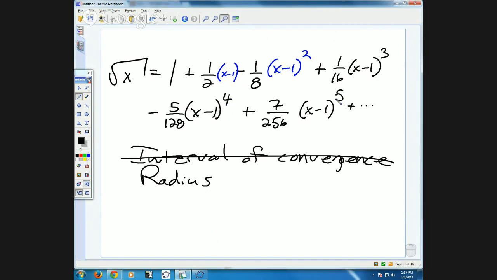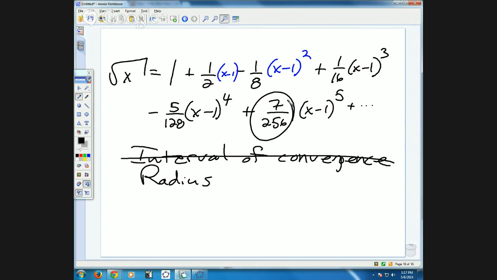Radius of convergence, maybe. Let's see, how do we find radius of convergence before? We used the ratio test. Okay, but to use a ratio test, we need a formula for the terms, and we don't have one yet. Oh, okay. So I'm going to leave that as a homework assignment. Do you have to do it? No.